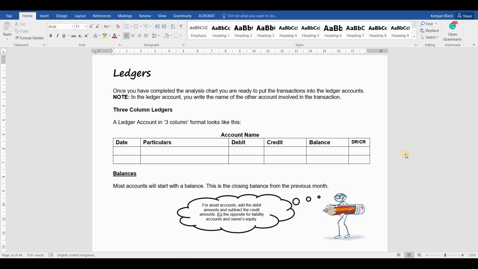In order to be able to follow along with this, you will need to know how debits and credits work. If you don't know how to do that, take a look at the video where I go through it.